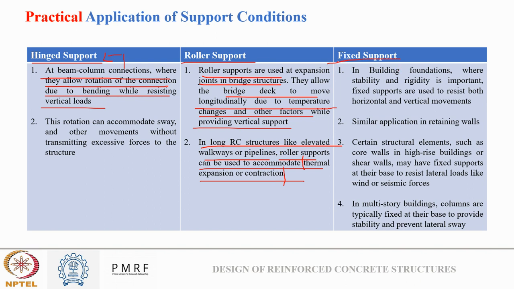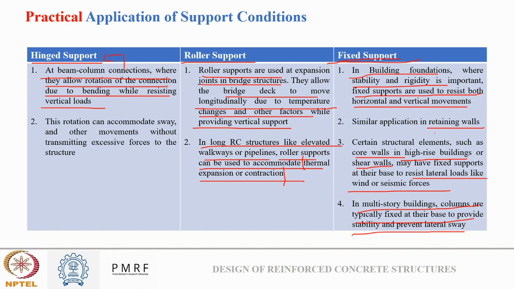And finally, there are fixed supports. In a building foundation, stability and rigidity are very important, so fixed supports are provided to resist both horizontal and vertical movement. Similarly, in a retaining wall, we need stability and rigidity, so fixed supports are provided. And in high-rise buildings, core walls and shear walls are all provided with fixed support. Why? Because we need to resist lateral loads like wind and seismic forces. And in multi-story buildings, columns are fixed at their bases to provide stability and prevent any lateral sway.